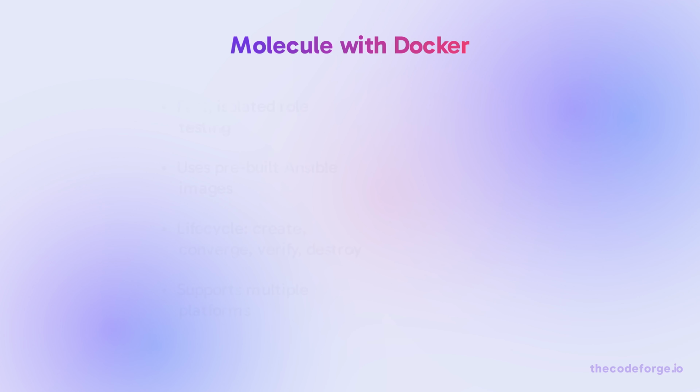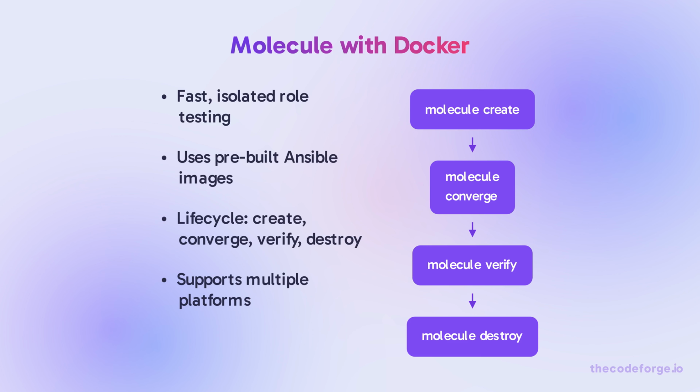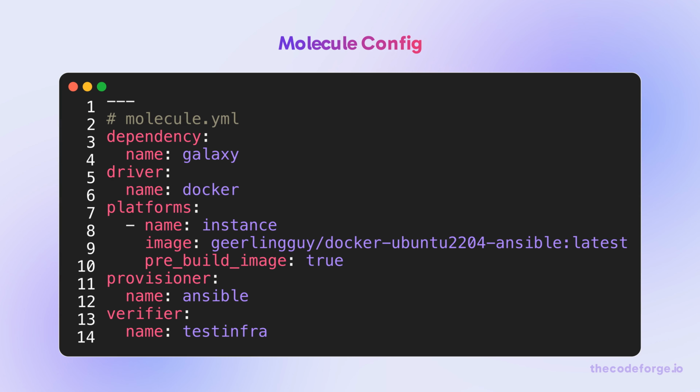Molecule with the Docker driver is the go-to for CI testing. It uses pre-built images with Ansible installed, so test runs are fast. The lifecycle includes create, converge, verify, and destroy. You can also test multiple OS families by defining multiple platforms. This is a basic molecule.yml for the Docker driver. Note pre_build_image: true. Without it, Molecule would build the image from scratch every time, taking 5 minutes.